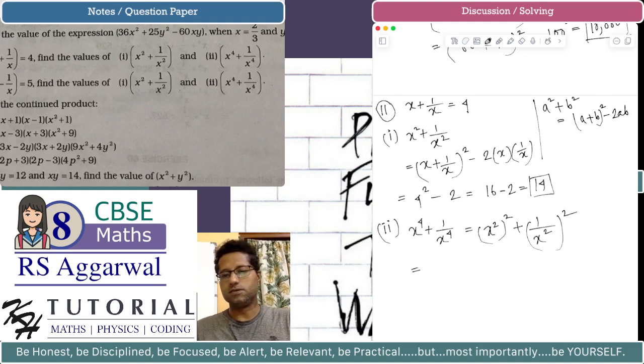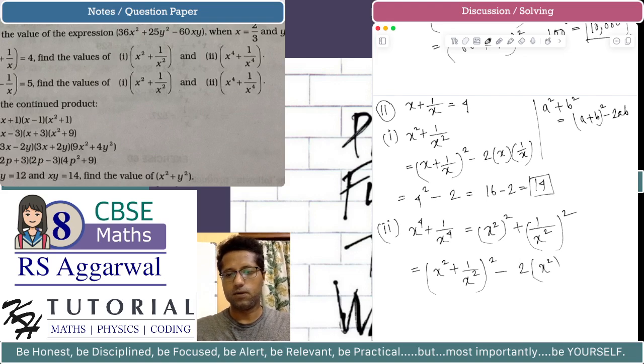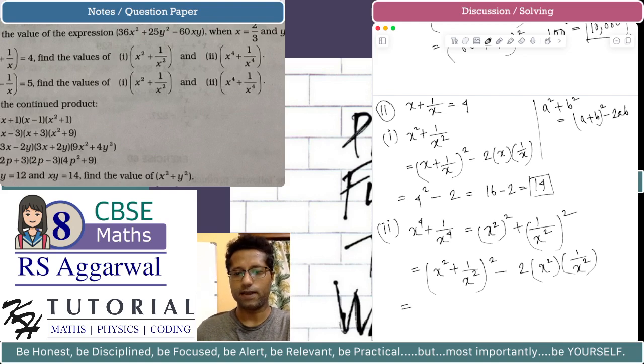So on the right hand side we have the form a square plus b square, which will be equal to a plus b, that is x square plus 1 by x square, whole square, and then minus twice a into b. Now we have already found the value of x square plus 1 by x square from part 1. We will use that fact. So x square plus 1 by x square was 14. So 14 square minus 2, which is 196 minus 2, equal to 194.